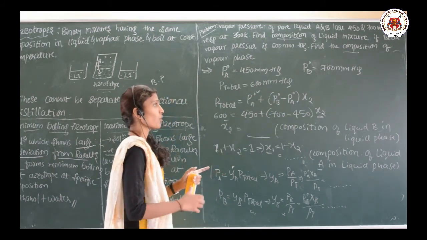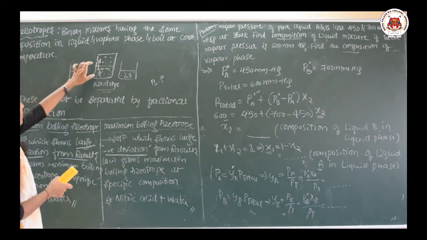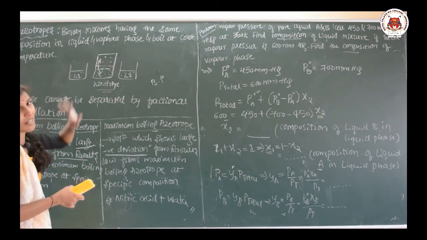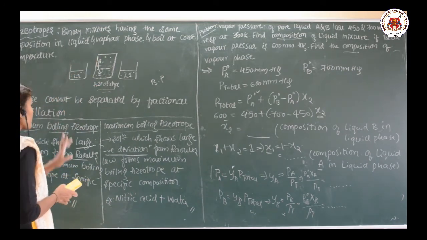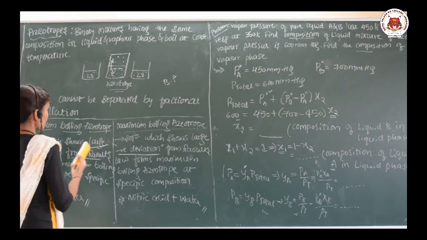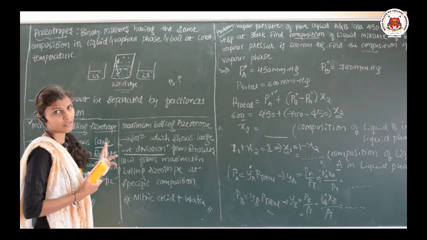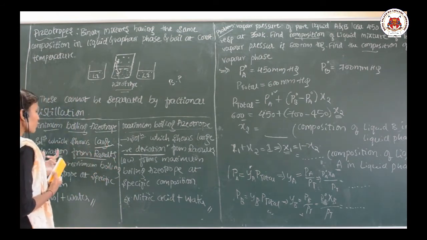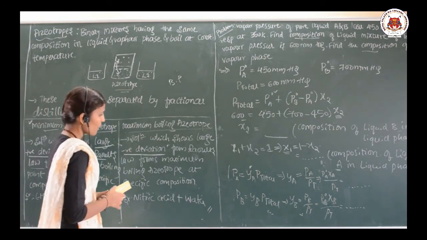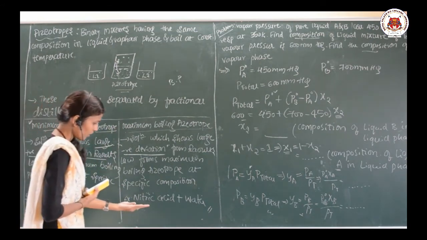Clear? Once again I will tell you, see here azeotropes, the definition and example are very important. These are the binary mixtures which have the same composition in liquid and vapor phase and boil at a constant temperature. And these cannot be separated by fractional distillation. They are classified into two categories, minimum boiling azeotrope and maximum boiling azeotrope. The minimum boiling azeotrope shows large positive deviation from Raoult's law, while the maximum boiling one shows large negative deviation from Raoult's law. And the examples are ethanol plus water, and nitric acid and water.